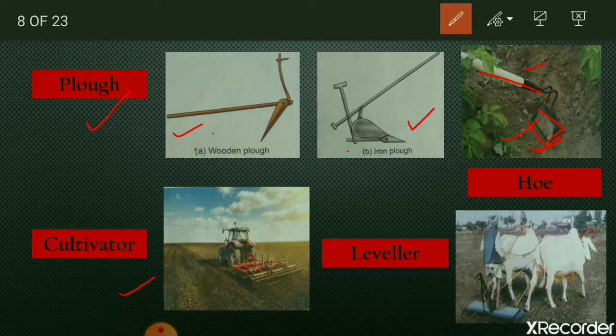Next one is the cultivator. It is also used for plowing the field, and it is also driven by tractors. And next one is the leveler. The leveler is used after plowing is done in the field. If some big pieces of soil are left, the leveler levels the soil and crushes the big pieces or crumbs of soil. This is the leveler, a large piece of wood or iron plank. In earlier times they were driven by animals, and in present time they are driven by tractors. Leveling is done before sowing the seeds, most probably after the process of plowing.